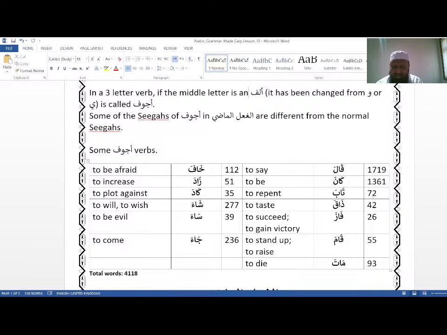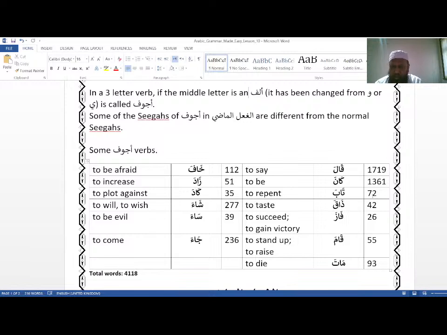So in this list, the total words that come in the Quran: 4,118 times. Lot of words. Only how many? 1, 2, 3, 4, 5, 6, 7, 8, 9, 10, 11, 12, 13. When we learn 13 fails, we're able to translate 4,118 times in different forms.